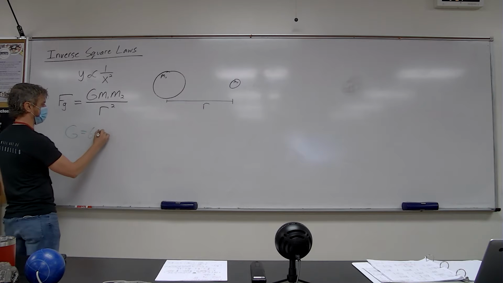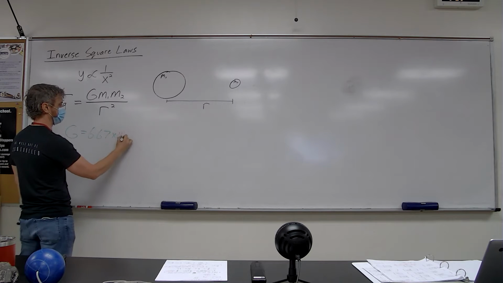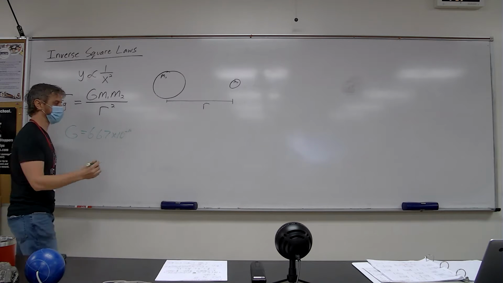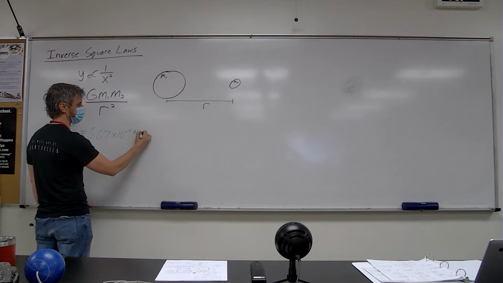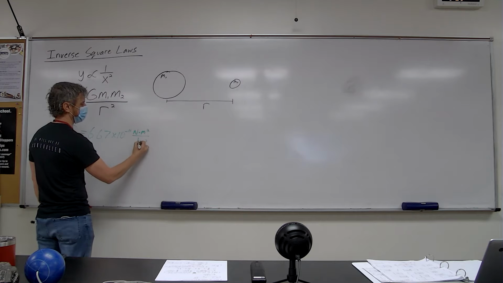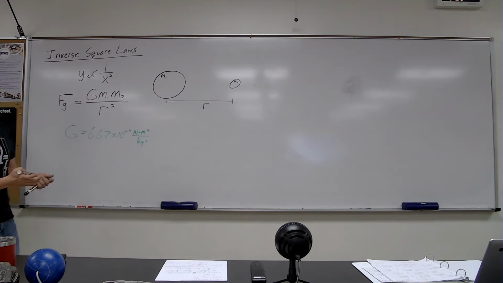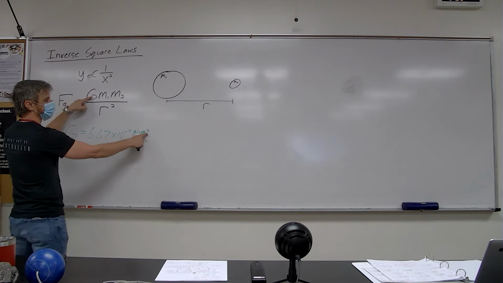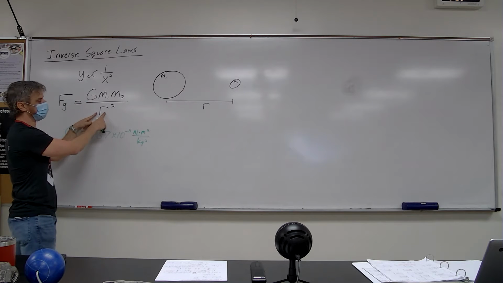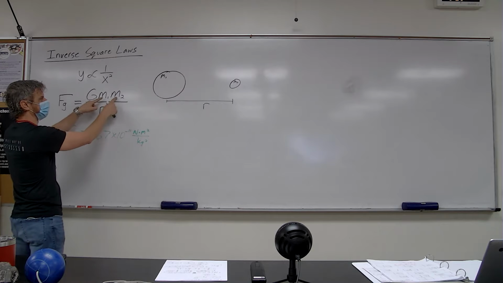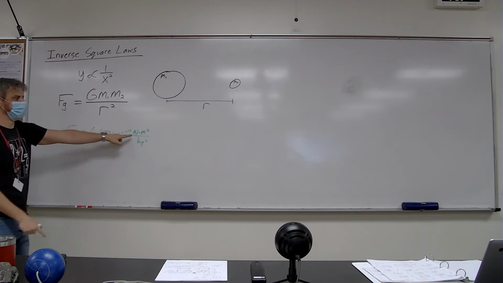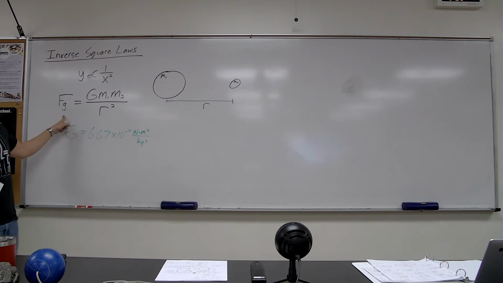Okay. And then big G is 6.67 times 10 to the negative 11th. The units are weird. The units are newtons times meters squared per kilogram squared. Why does it have those weird units? Well, if G has those units, this meter squared cancels with this meter squared. This kilogram squared cancels with the kilograms squared for the masses, and I'm left with units of newtons whenever I calculate a force. Right. Okay.